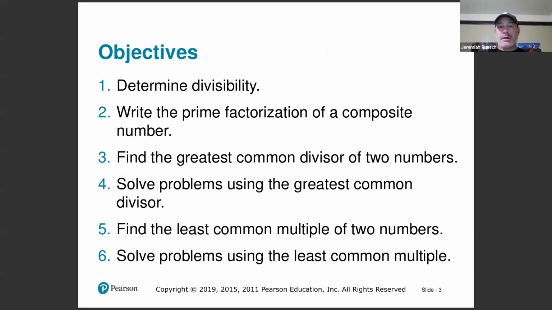Let's begin with our learning objectives. By the end of this section, you should be able to determine whether a number is divisible by another, write the prime factorization of a composite number, find the greatest common divisor, also known as the GCD of two numbers, solve problems using the GCD, and find the least common multiple, or LCM, of two numbers. And using the LCM, you can solve some real-world application problems.